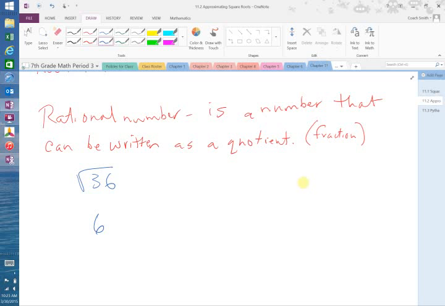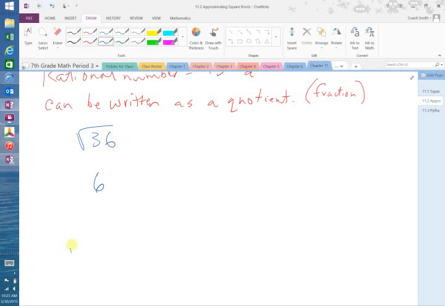Let's talk about this one. Square root of 32. Is there a perfect square that is the square root of 32? No, it's not. So, therefore, it is an irrational number. So, the square root of 32 will be irrational. Okay, let's talk about what irrational is.